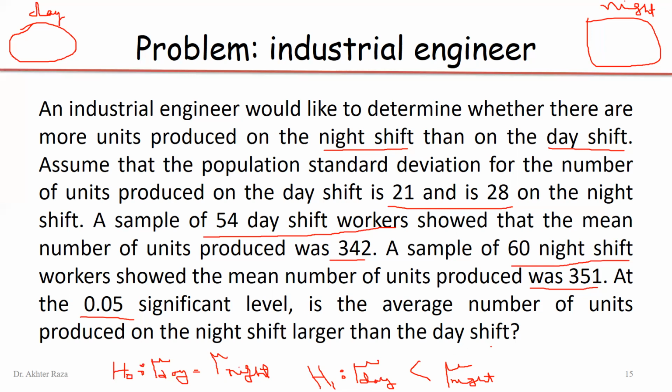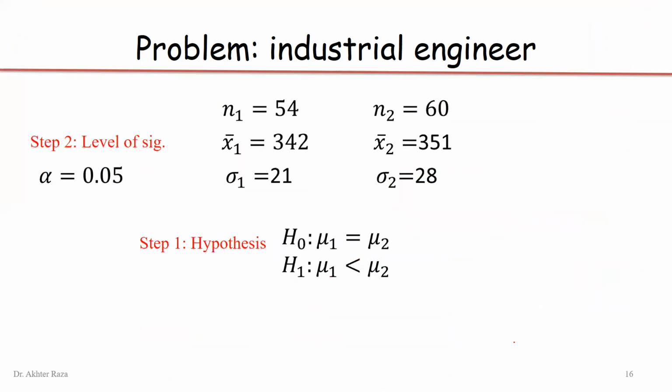Here we have to compare the two population means. So the data is here. Sample size 1 is 54. The mean of sample 1 is 342. Standard deviation of population 1 is 21. The mean of sample 2 is 60. These two samples must be selected independently. So independent sampling is one of the important restrictions for this procedure.